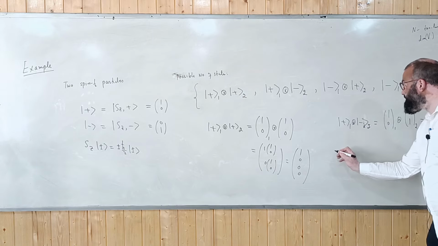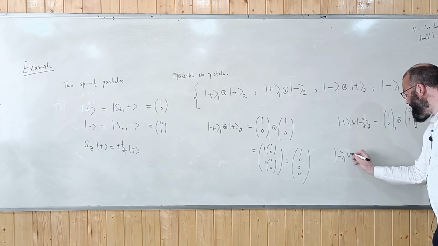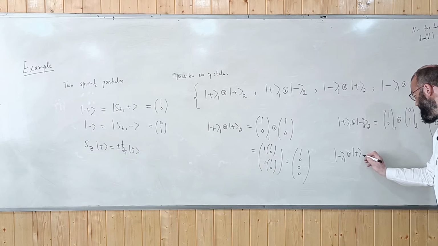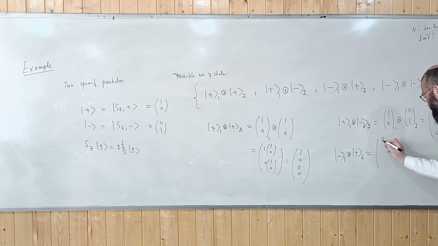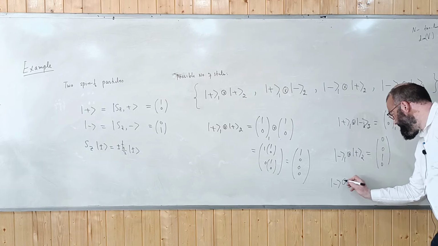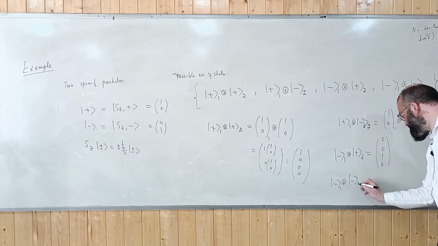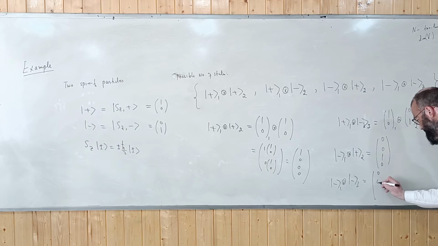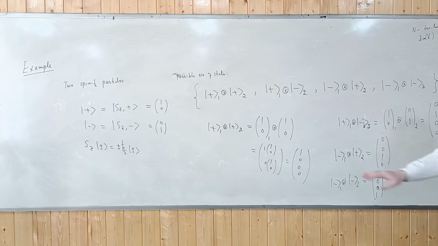Similarly, you can show this minus 1 tensor plus 2 as 0 0 1 0, and you can show this minus 1 tensor minus 2 as 0 0 0 1. Clear? So this is the matrix representation of these vectors.